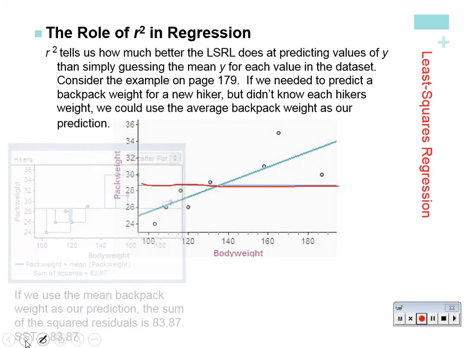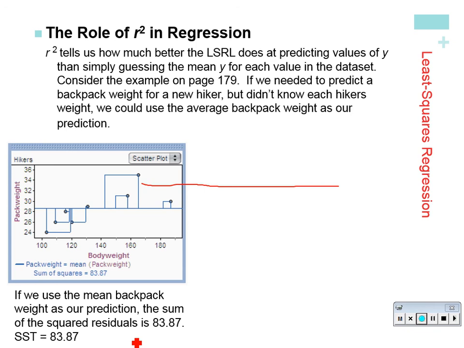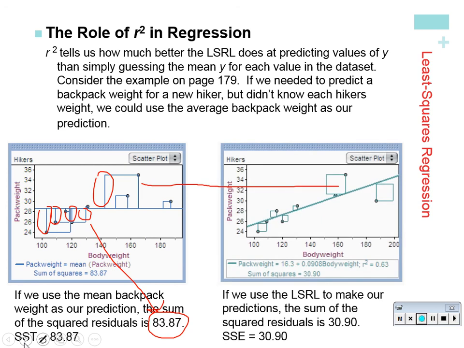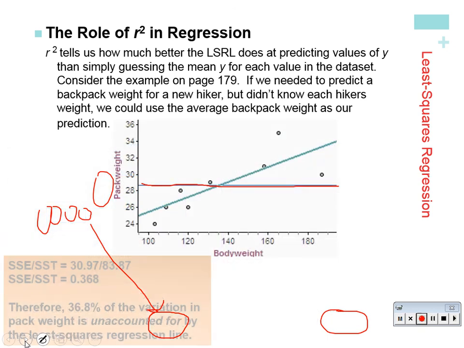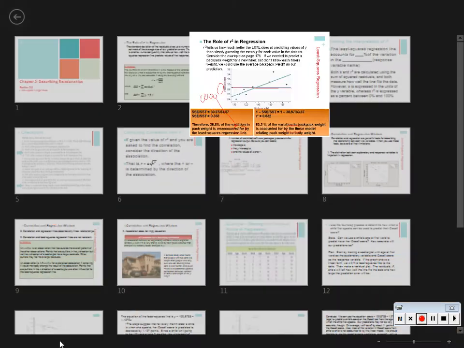If we use the mean backpack weight as our prediction, the sum of the squared residuals comes out to be 83.87. That is, if I take the residual value of each one of these points and square those distances, that's what this value ends up being. And then if you take the least squares regression line that we use to make predictions, the sum of the squared residuals is 30.90. What we would get from this is an r squared value.